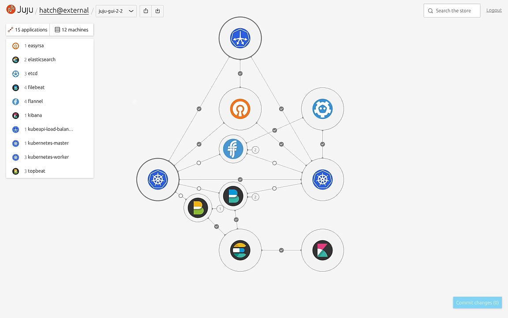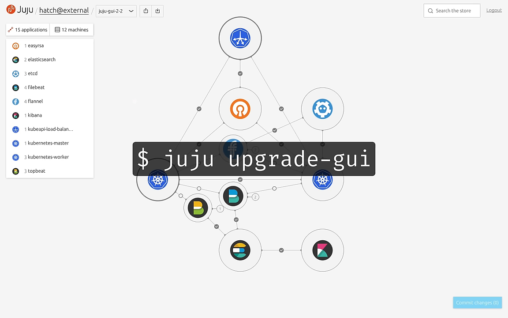To get the latest release of the Juju GUI, be sure you're using the latest release of Juju 2 and simply open up your console and run juju upgrade-gui.